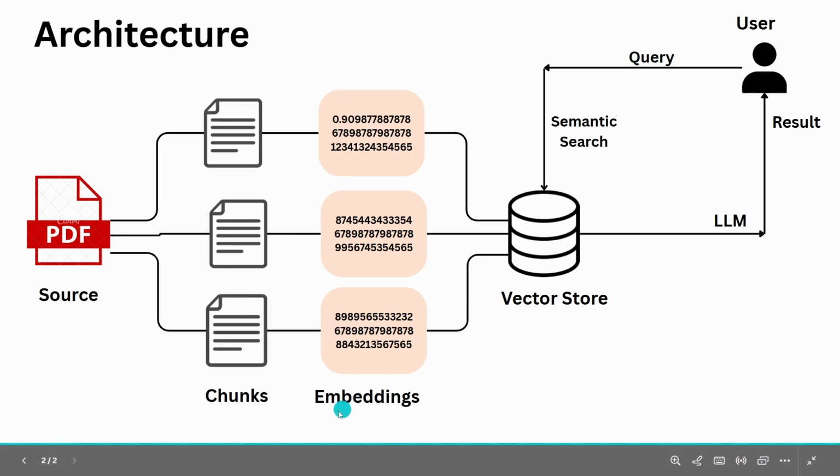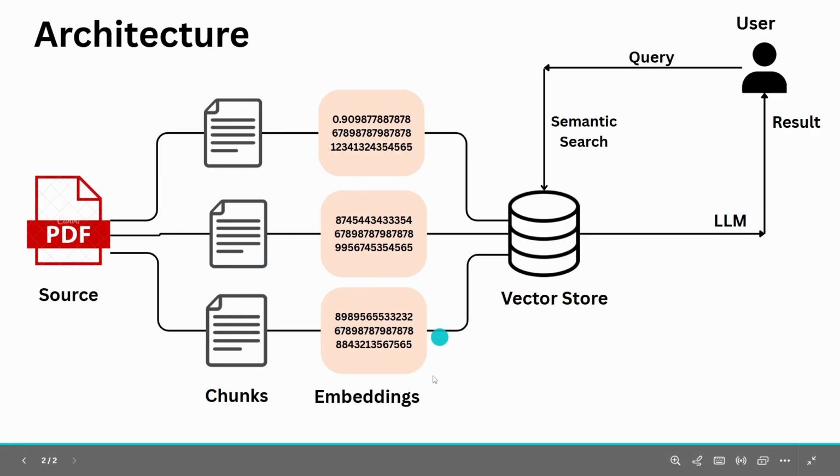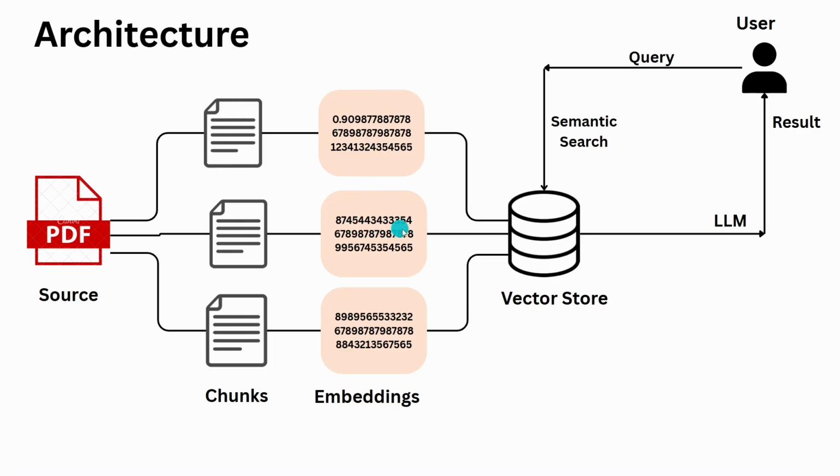Then embeddings. What is an embedding? It is nothing but a numerical form of text representation. As we know, our machine only understands numbers, not text, right? Only binary numbers, 0 and 1, so it's required to convert our text into numbers. So an embedding is nothing but the numerical representation of your text. For each chunk we generate embeddings, and to generate embeddings there are multiple options. You can use OpenAI or Hugging Face embeddings. In this video I am using Hugging Face embeddings.